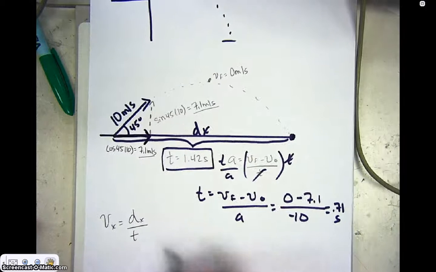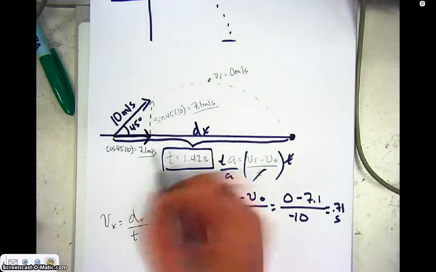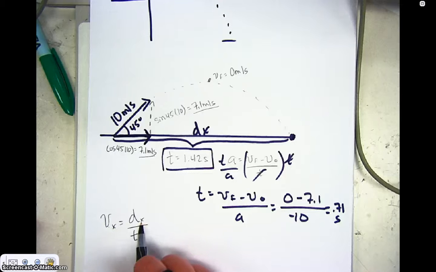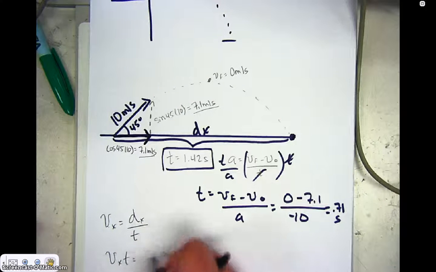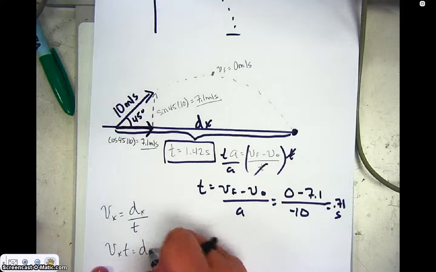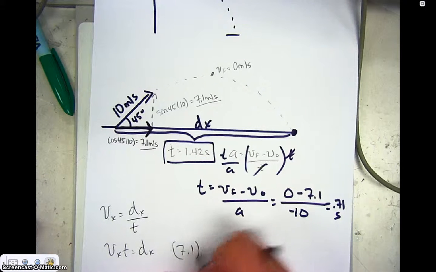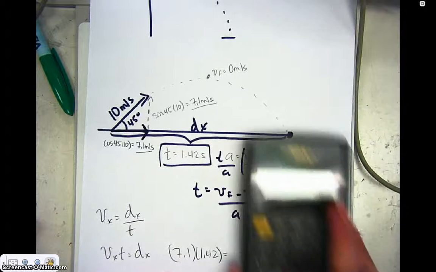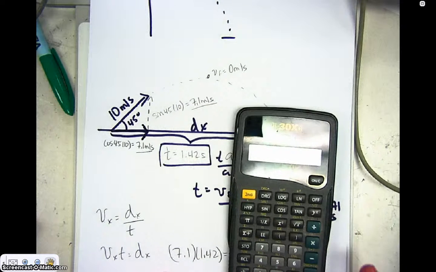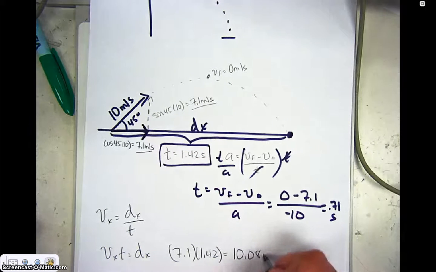Okay? Time is the same. Velocity I just calculated in the x direction. And d is what I'm trying to solve for. So if I just take vx times t, it'll give me dx. Okay? Which would be 7.1 times 1.42, which is 10.08 meters.